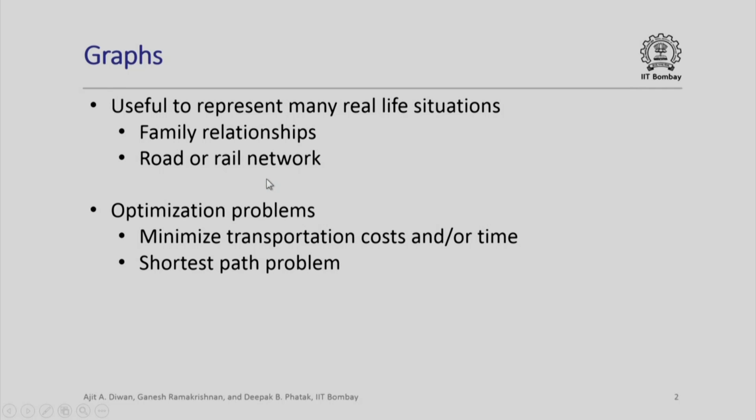Graphs are useful in solving many optimization problems. For example, given a road or rail network, we want to find the path which will give me minimum transportation cost or minimum transportation time. To solve such problems, I need to represent the transportation network and the costs associated with travel between any two nodes. Such problems are solved by the graph model.